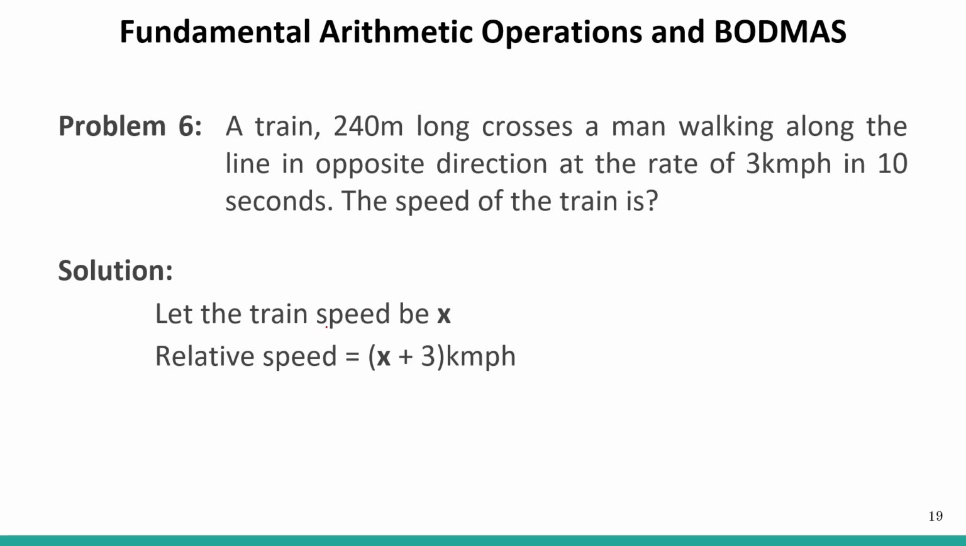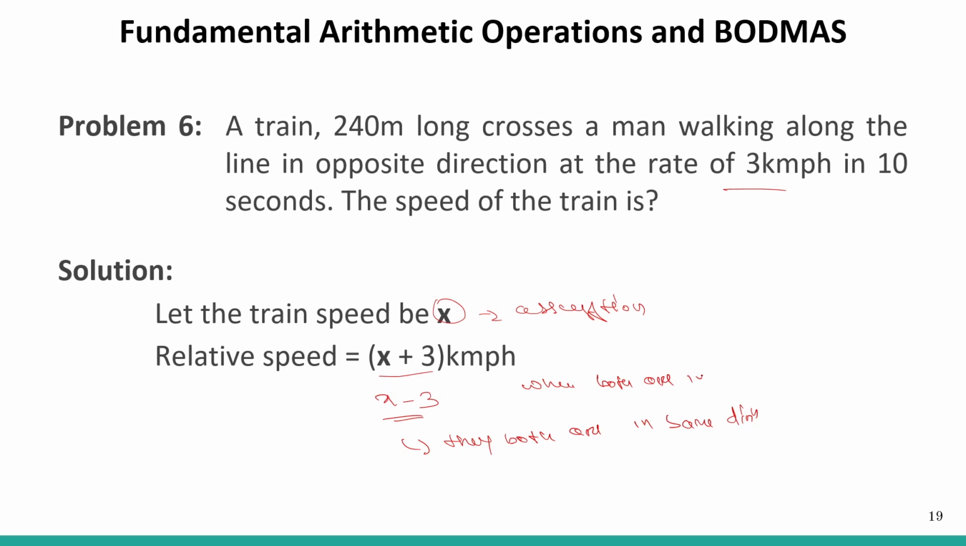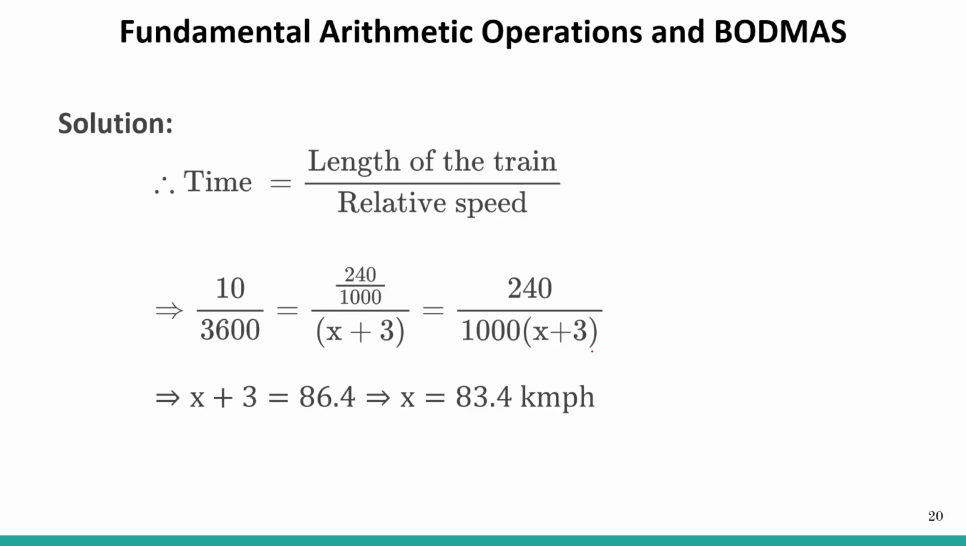So let's see the step-by-step solution. A train 240 meter long crosses the man. Okay. The speed of the man was 3 km per hour and it took 10 seconds to cross. So let the speed of train be x. So here x is the assumption. Okay. So the relative speed will be x plus 3. So one question that must be coming to your head is, why not x minus 3? This is what we write when they both are in the same direction. Okay. So we write x plus 3 when both are in opposite direction.